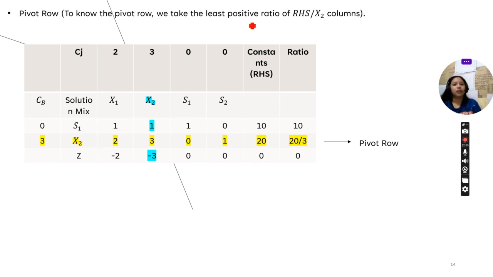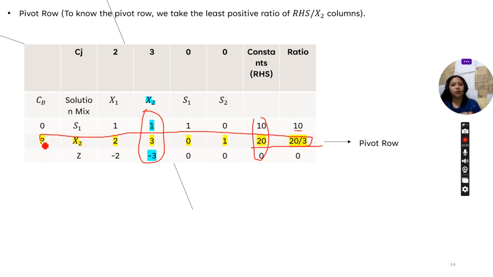To know the pivot row, we take the least positive ratio of RHS over the x2 column. So RHS divided by our pivot column. So 10 divided by 1 is 10, 20 divided by 3 is 20 over 3, and 0 is 0. So 20 over 3 is our pivot row because 20 over 3 is less than 10.